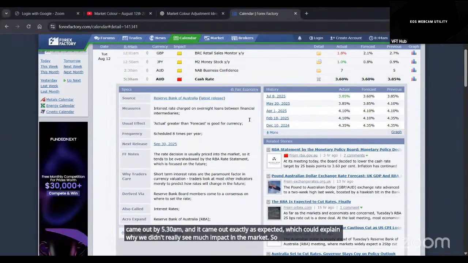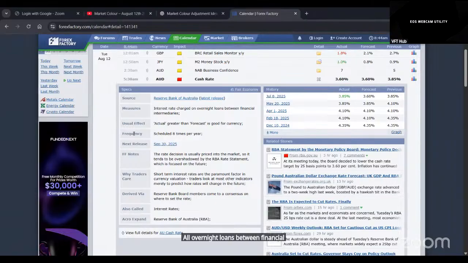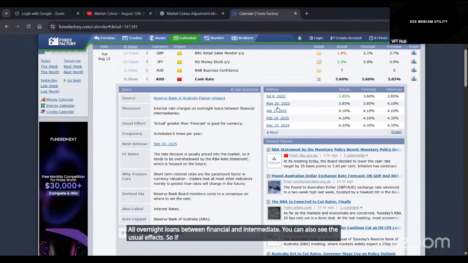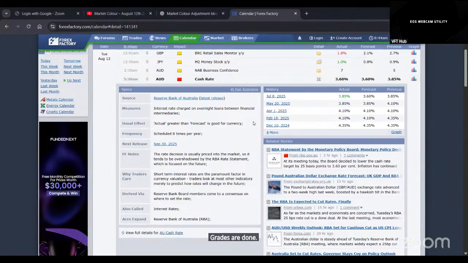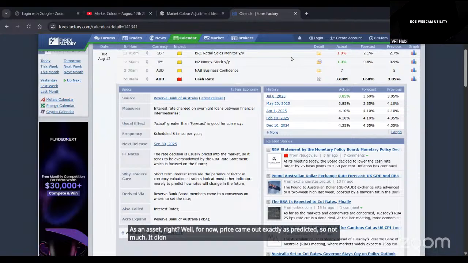So what does cash rate measure? It basically measures the interest rates charged on overnight loans between financial intermediaries. You can also see the usual effects. So if we predicted it to come out at 3.6, if it came out greater than, then we would have seen more strength going into the AUD as an asset, right? But for now, price came out exactly as predicted, so not much. It didn't shock investors, didn't really shock the market, so the market is still moving steadily.